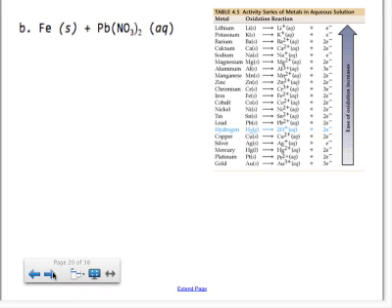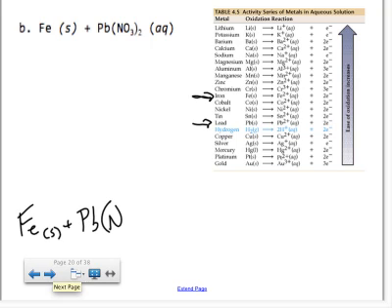Iron plus lead nitrate. Okay, iron is kind of right in the middle of the activity series, but lead is even lower down. So iron is more reactive, which means you do have a reaction. So they're going to trade places. And we're going to assume, based on the activity series also here, that we're talking about iron 2. So again, this is lead 2.